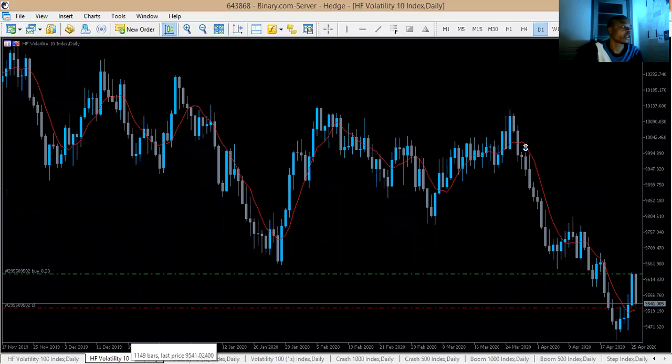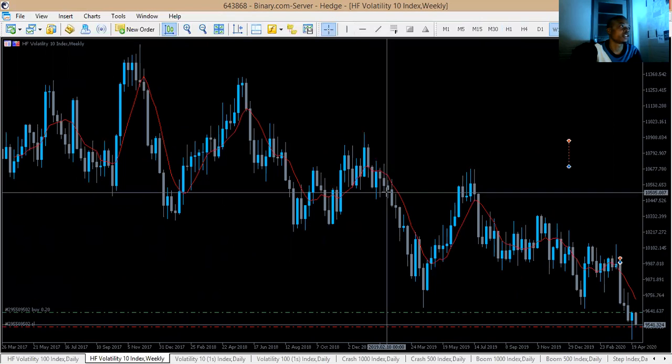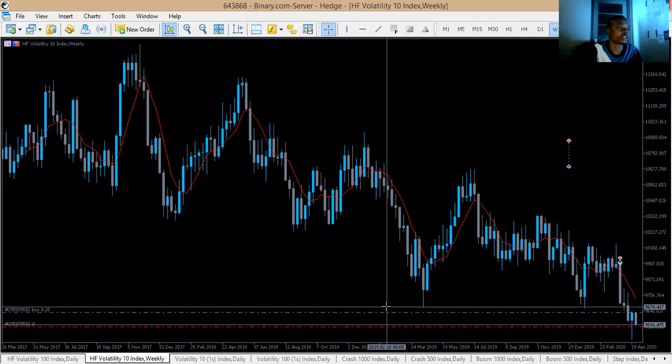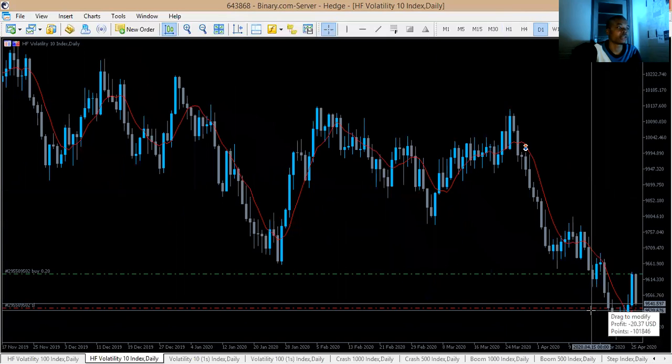Then I've got the HF Volatility 10s. I moved to the weekly time frame. Check the weekly time frame. So nice. I didn't wait because I didn't check this. This is almost a breakout retest, this one. But I don't know. I'll just stick to my strategy. I'll leave it like that, but I'm going to get stopped out.